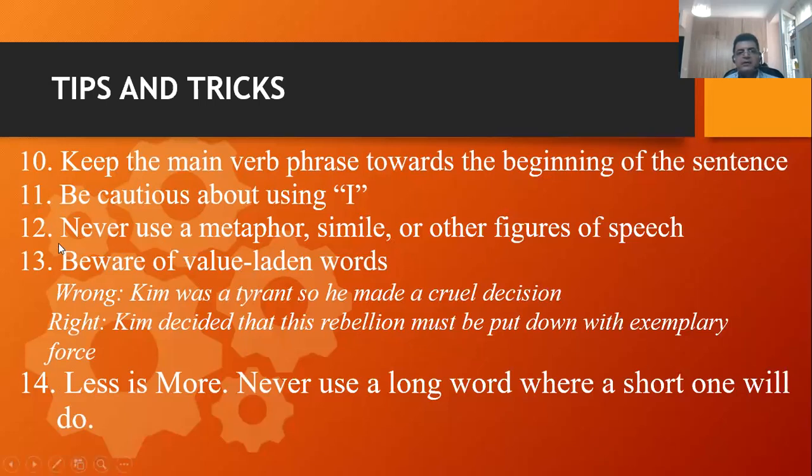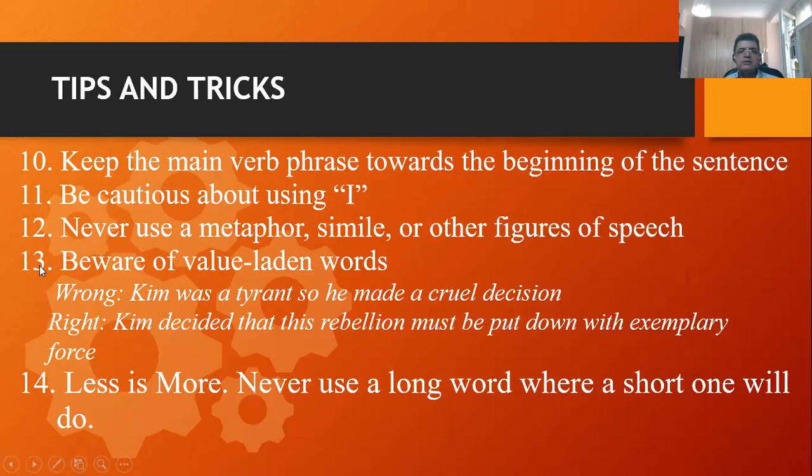Number 12, tip number 12, never use a metaphor or other figures of speech. In academic writing, you don't need and you are not allowed to use idioms, expressions, metaphors. Why? Because they are culture bound. Academic writing is something for all people to understand easily. Culture should not be involved. So we should avoid using metaphor, and similarly other figures of speech.